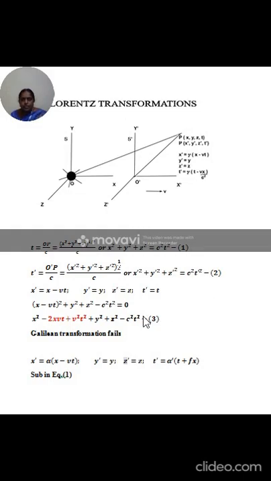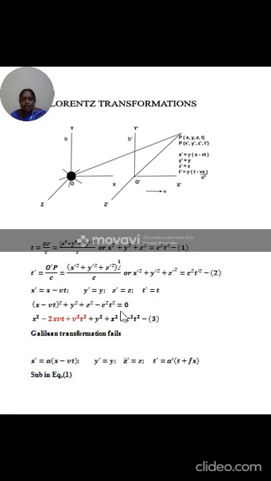The transformation relations relating x, y, z, t and x prime, y prime, z prime, t prime should be such that equation 1 gets transformed to equation 2. The Galilean transformations connect the measurements in two frames according to the following equations: x prime is x minus vt, y prime is y, z prime is z, and t prime is t. Substituting these values in equation 2, we get x minus vt the whole square plus y prime is y, therefore y squared plus z squared is equal to c squared t squared, because t prime is equal to t.